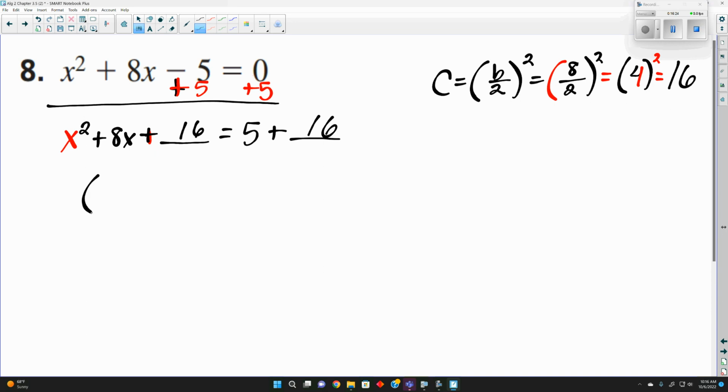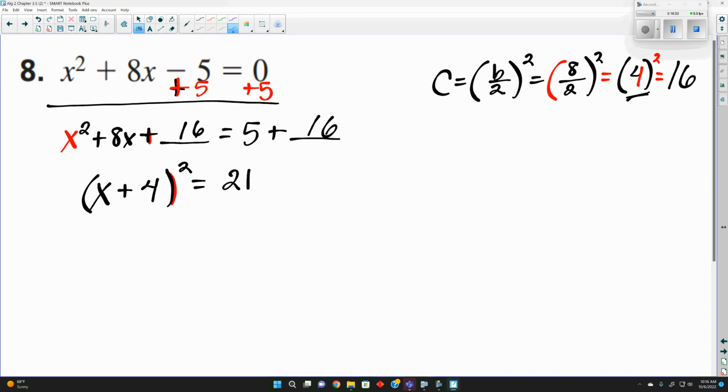So we have our set of parentheses squared. Now we will have x first, mainly because that's the variable. And it's going to be plus 4, because the number inside our parentheses when we were finding c before we squared it was 4, and it's positive, so it's going to be plus 4 inside our parentheses squared. 5 plus 16 is 21.